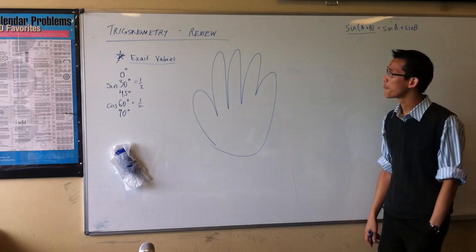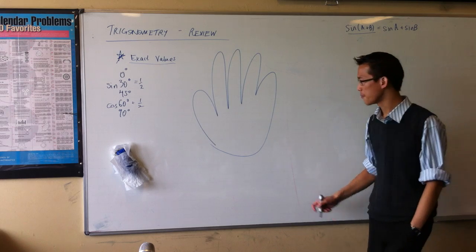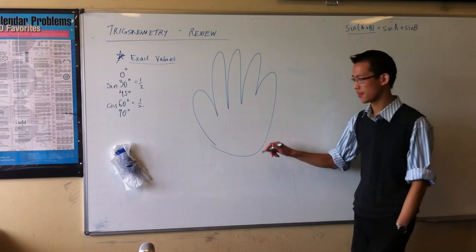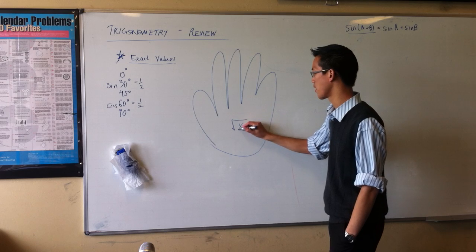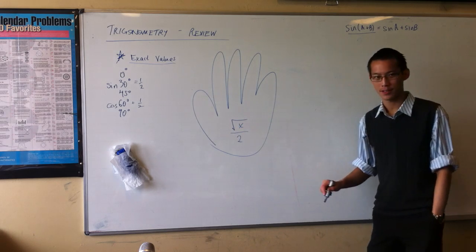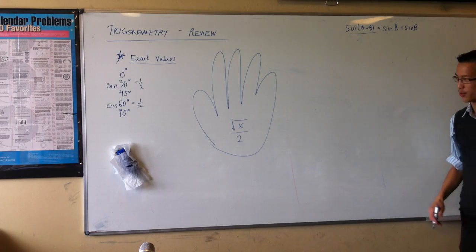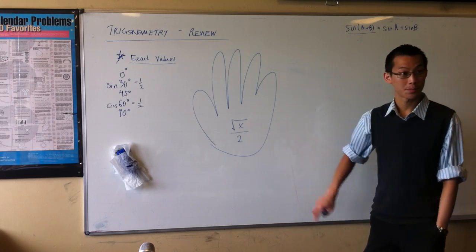Now, what I want you to put on here is on the palm. I want you to write this. Some of this will be very mysterious at first, but it'll work out. I want you to put the square root of x onto.